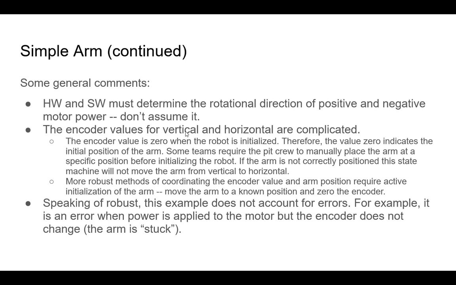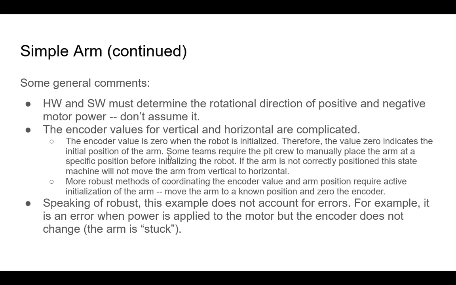The encoder values are also things you're going to have to understand. Nobody's going to give you an encoder value of 72 and 562. It doesn't work that way. So you're going to have to experimentally determine the encoder values that you want. Now here's the trick. The encoder value is generally 0 when the robot is initialized. So the value of 0 indicates the position of the arm when the robot turned on.